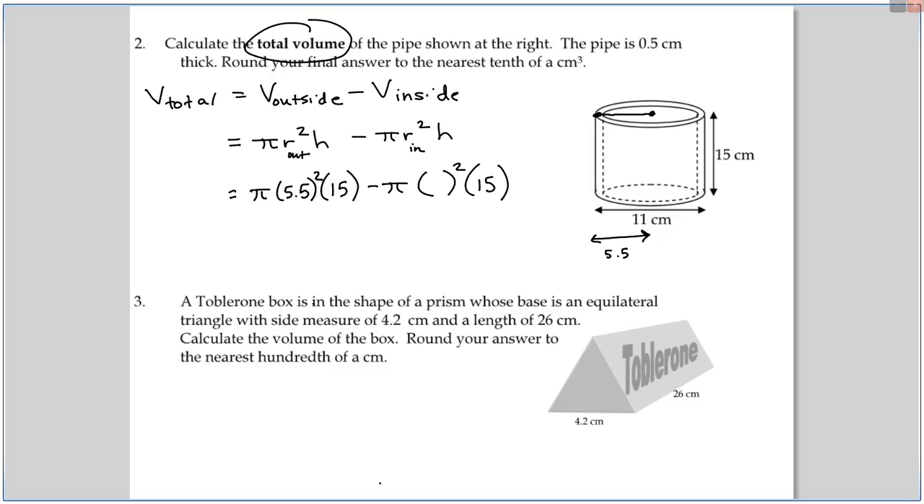So I'm just going to switch colors and we can think about what this radius of the inside is going to be. This is what we're hollowing out. So that's like from there to there. So it's like 5.5 with a little bit taken off. How much is taken off? The pipe is 0.5. So take off 0.5 and you arrive at just 5.